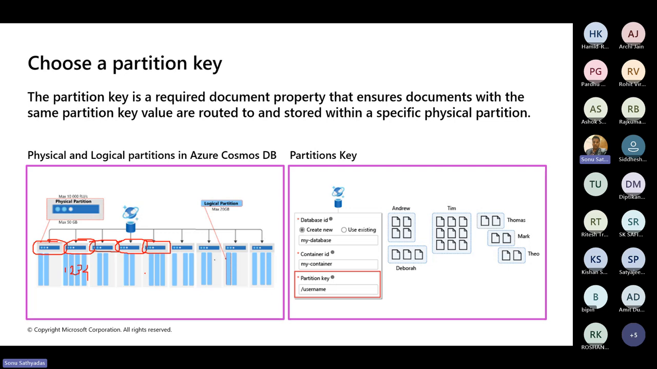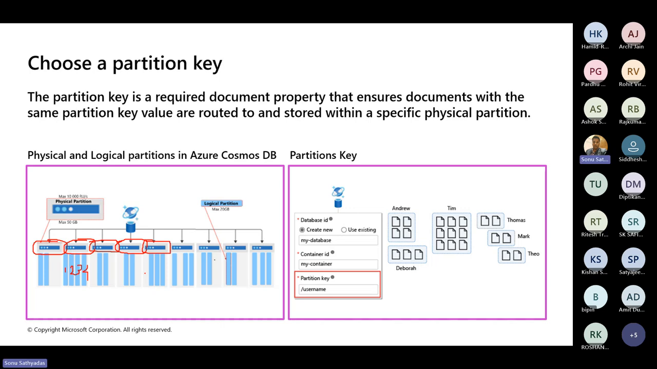So whenever we create a container, we will be specifying a partition key. The benefit of a partition key is that the records which belong to the same partition key will go to the same logical partition, and that is within a single physical partition, right?